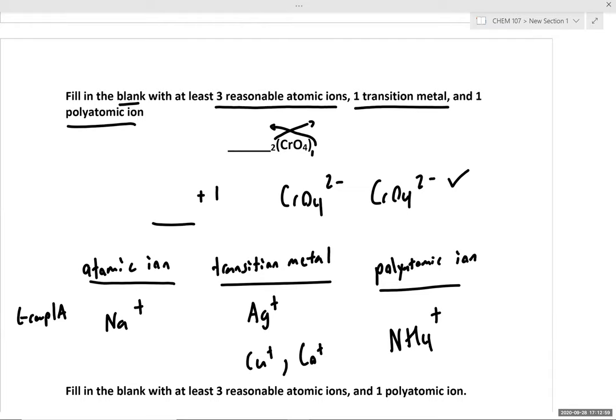Does this example make sense to everyone? So this serves as a way of testing if you know how to determine the charge of an ion, and then if you know how to sort different atoms and polyatomic ions based on their preferred charge. Does that make sense? Any questions on this example?